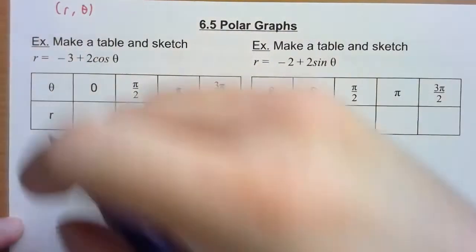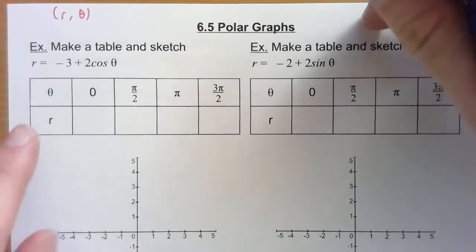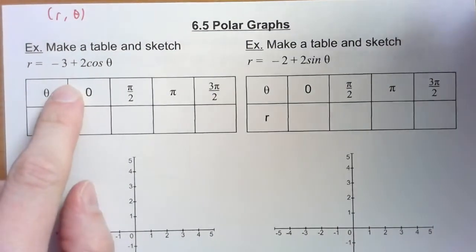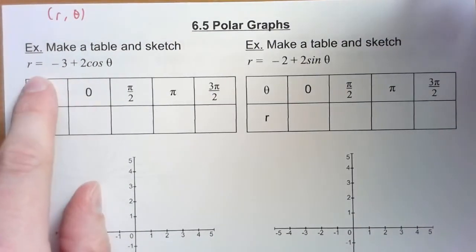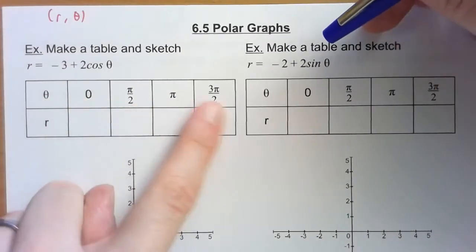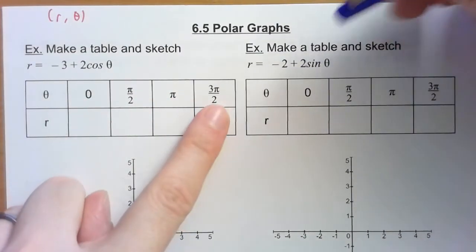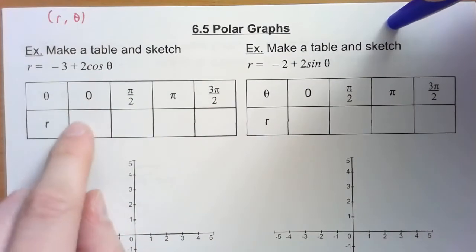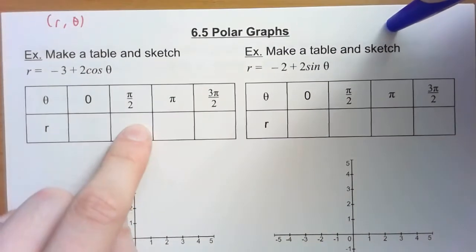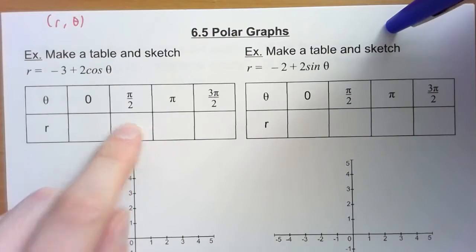Okay, so if we look at this, just like anything else, if we're trying to graph something that we're not sure how to do, we always start by just making a table, and we'll use our good old quadrantal angles, which will usually be enough. And we're just going to plug in the numbers and fill out the table and then plot the points.